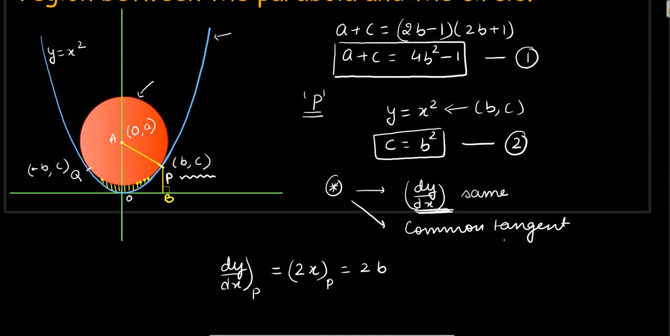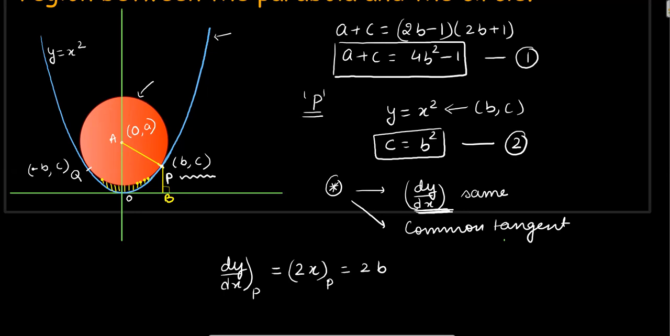Now I want to find out the slope of the tangent drawn to the circle at the same point, but now I'll make use of coordinate geometry. Obviously, because I don't have the equation of the circle, I cannot go for dy by dx here. But can we go for coordinate geometry? Yes, we can easily, because you can see that P is the point of contact at which I need to get the equation of tangent.